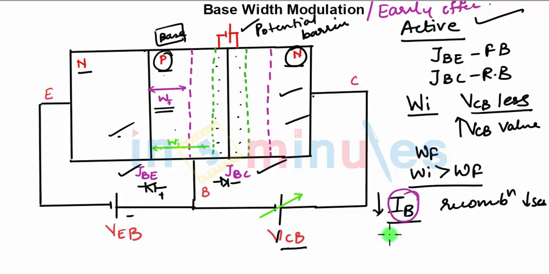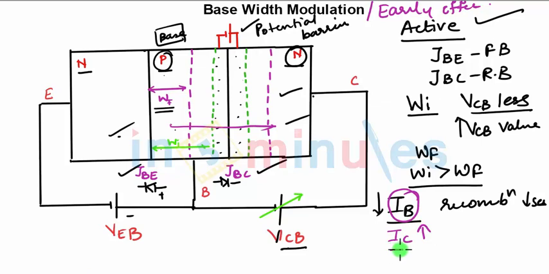Now what is the effect on the collector current? Collector current is the movement of electrons from base to collector. Since the width of the base is less, the recombination of electrons in the base is less, so more electrons will drift from base to collector. This will increase the collector current.